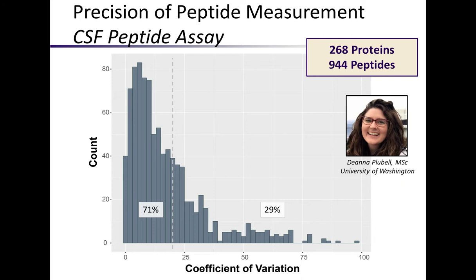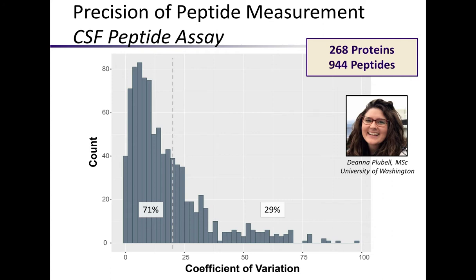Okay, so we can look at this for some real samples. This is work that I did with Deanna Plubel, who's a Ph.D. student at the University of Washington, and she's looking at peptides in CSF. So she's looking at 944 peptides from 268 proteins in her assay. And she actually took the coefficient of variation of each of these peptides and plotted them as a histogram, then drew a line at 20%, and that's what we consider quantitative, 20% coefficient of variation.